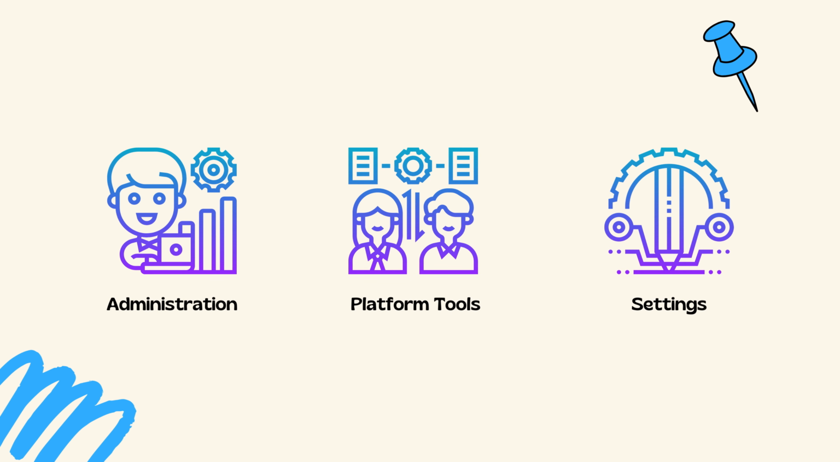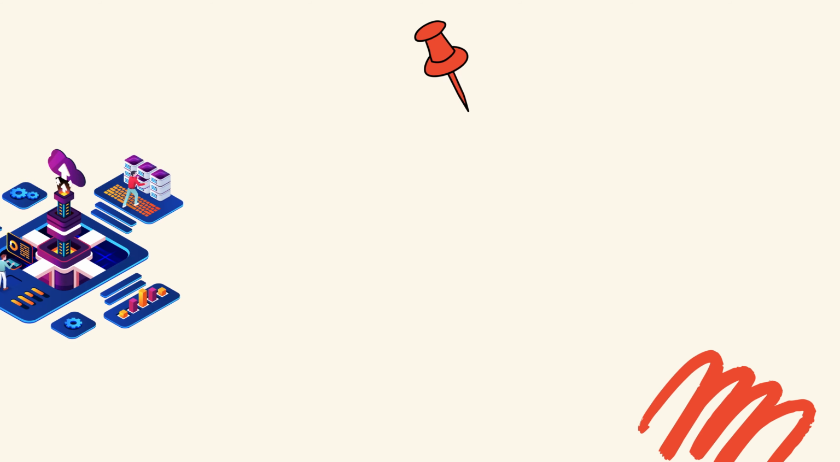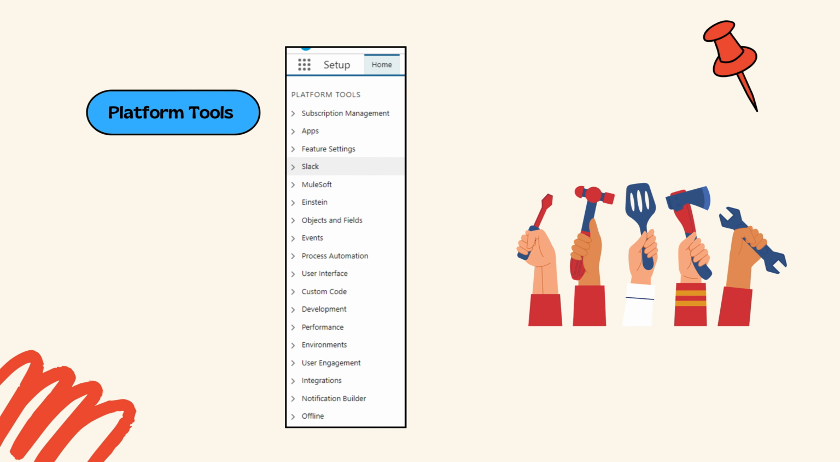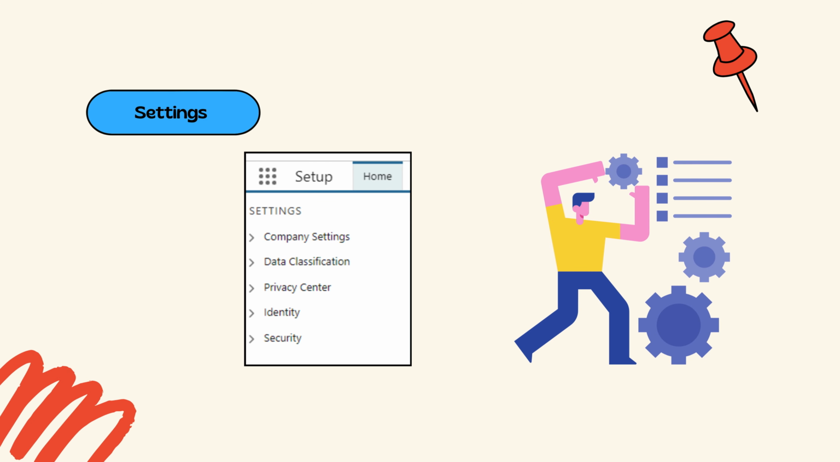The setup menu is divided into three main categories: administration, platform tools, and settings. Let's explore what each category offers. Administration: manage users and data, permissions, data imports, and email templates. Platform tools: customize data models, create apps, modify the user interface, and manage code if you're into programmatic development. Settings: handle company information, org security, business hours, and more.